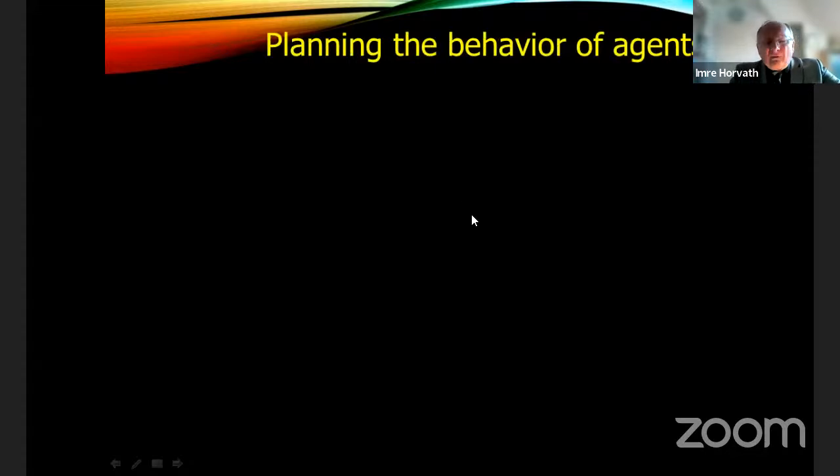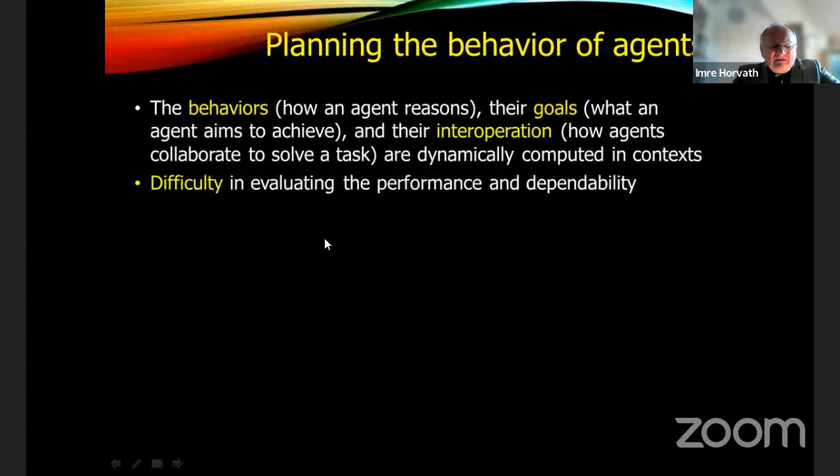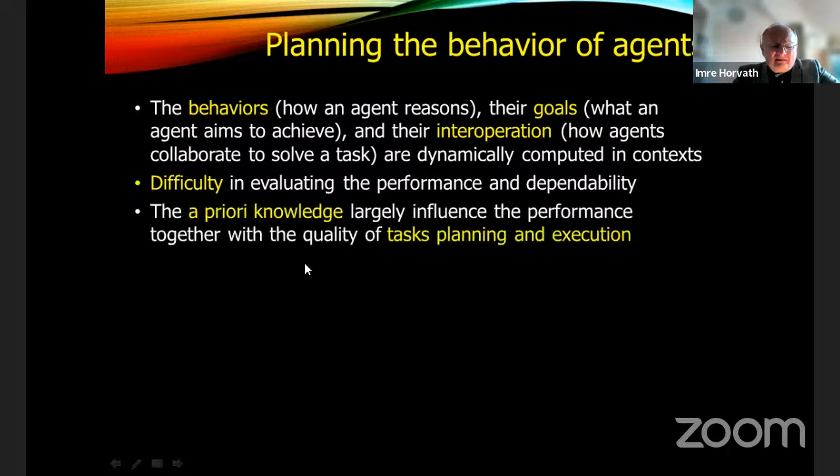The next topic I would like to bring up is the planning of the behavior of the agent. The behavior means, in this sense, how an agent reasons, the goals an agent aims to achieve, and their interoperation, how agents collaborate to solve a task, and these should be dynamically computed in context. The difficulty is in evaluating the performance and dependability.